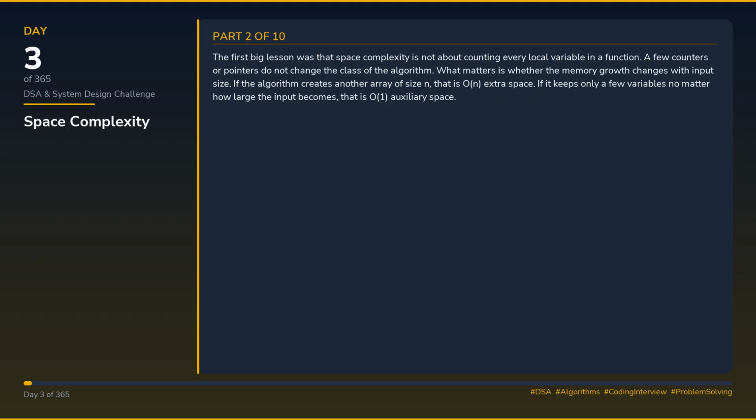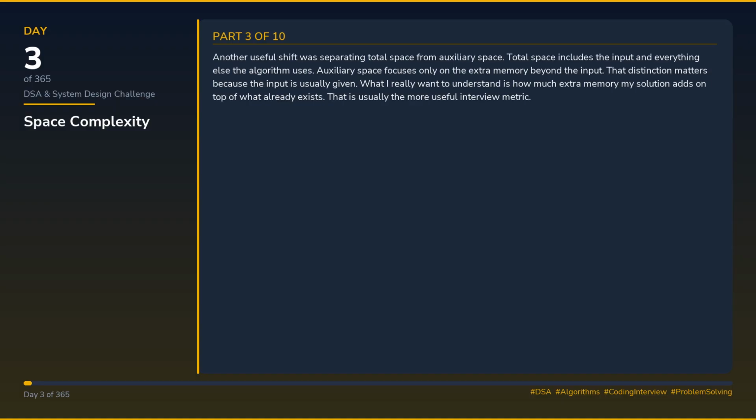The first big lesson was that space complexity is not about counting every local variable in a function. A few counters or pointers do not change the class of the algorithm. What matters is whether the memory growth changes with input size. If the algorithm creates another array of size n, that is O(n) extra space. If it keeps only a few variables no matter how large the input becomes, that is O(1) auxiliary space.